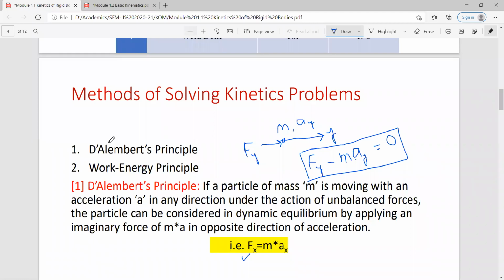Now there is the second method, that is the work energy principle, and you will find this work energy principle easier than D'Alembert's principle, because in the work energy principle, vector quantities are not involved. You can do the sums using scalar quantities. So we will see what the work energy principle is.